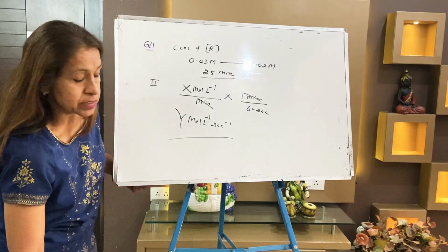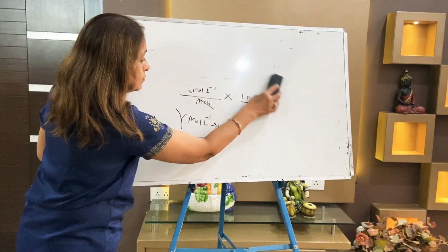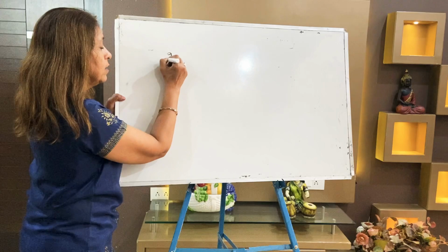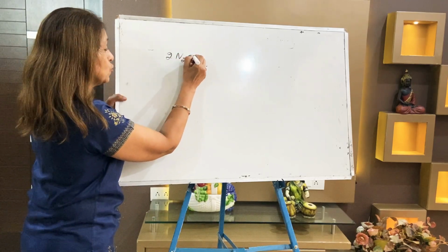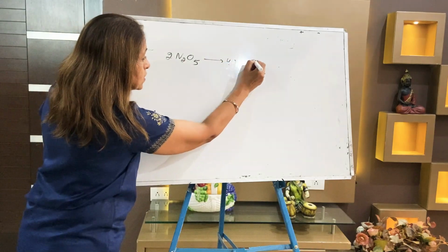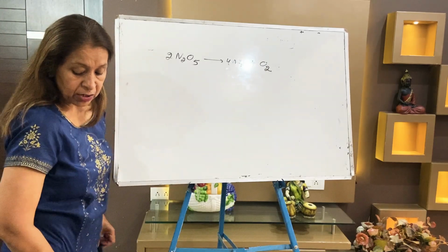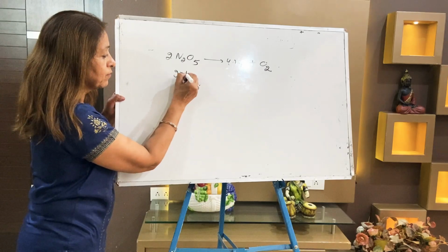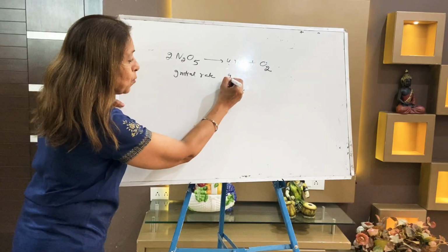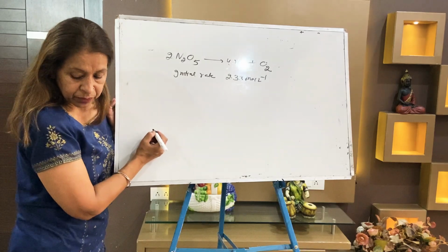I will take 3-4 numericals. Now write down the second numerical of the same topic. It's a very important numerical. Example: 2N2O5 gives 4NO2 plus oxygen. Now the question: the initial concentration of N2O5 is given as 2.33 mole per liter.